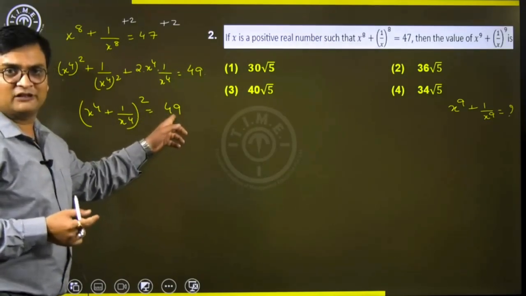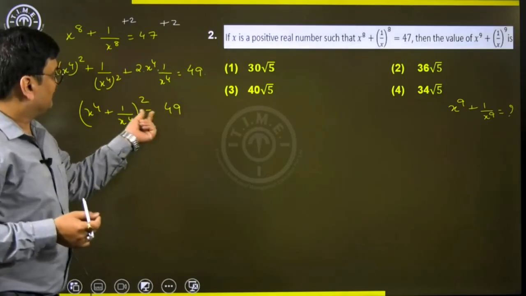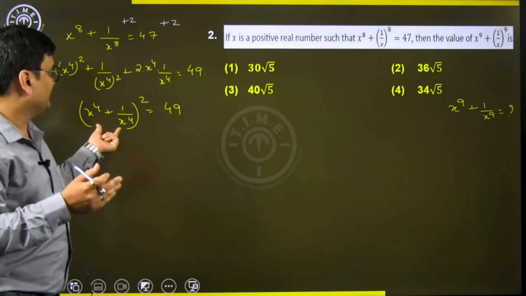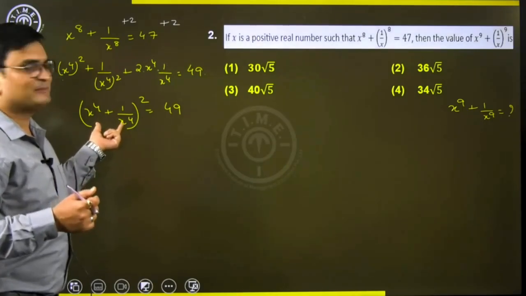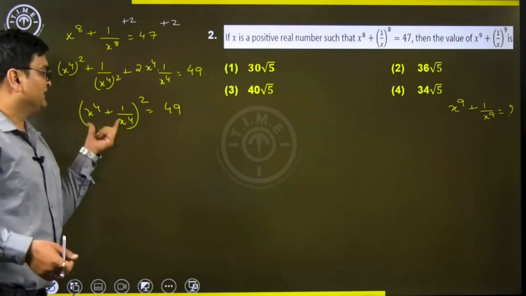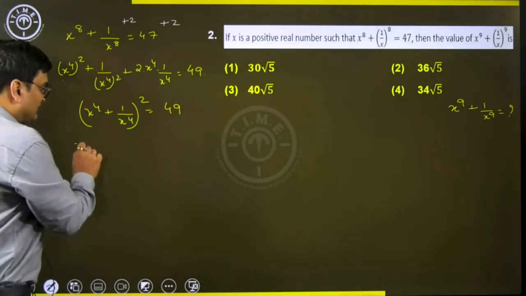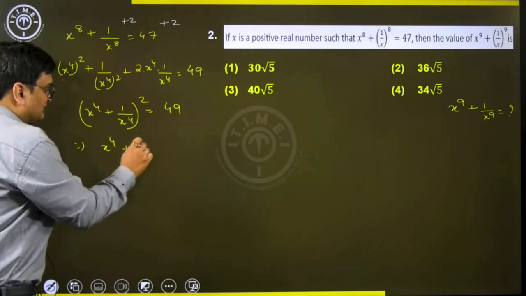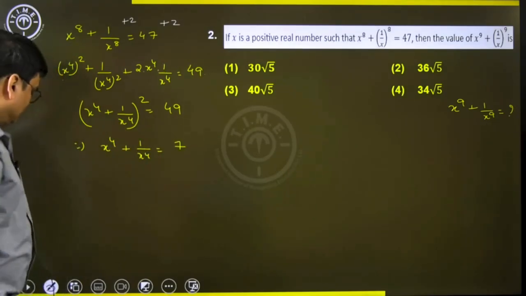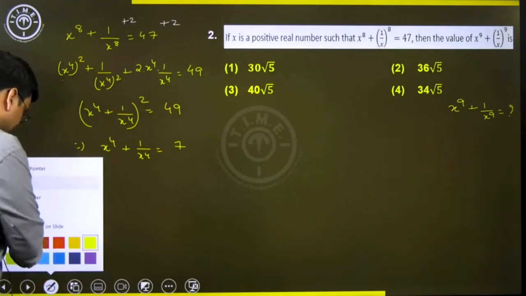The square root of 49: because we are talking about a square equal to 49, this expression could be plus or minus 7, but since the term inside the bracket is a positive real number, even otherwise because we have even power, it cannot be negative. So that means the value of x power 4 plus 1 by x power 4 will end up being 7 only, not minus 7. Let us repeat the process one more time.